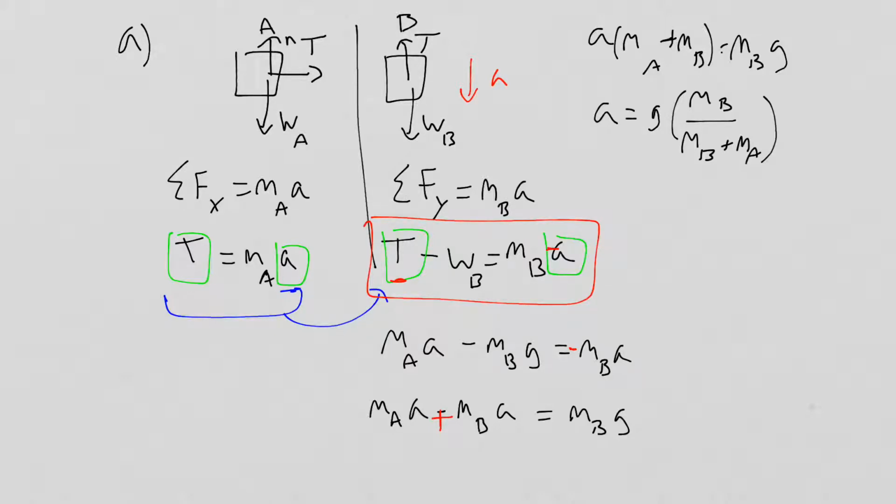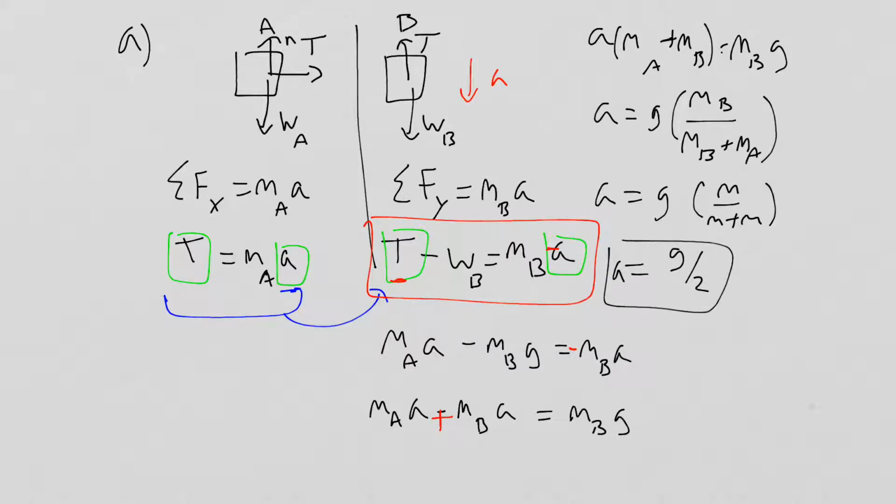Now we know that block A's mass and block B's mass are actually the same. So this is A equals g times 1 over 1 plus 1. Actually, sorry, that's the sloppy way to write it. They're all the same mass, so it's m over m plus m. So m over 2m is just 1/2. And so we're left with a equals g over 2.